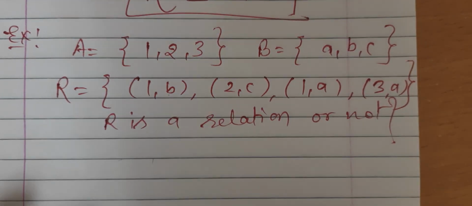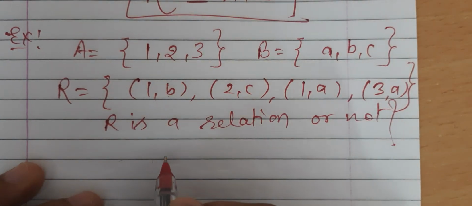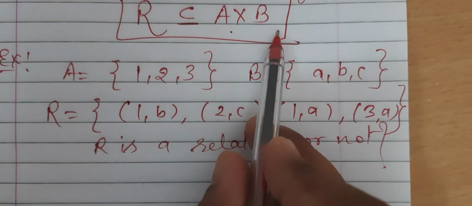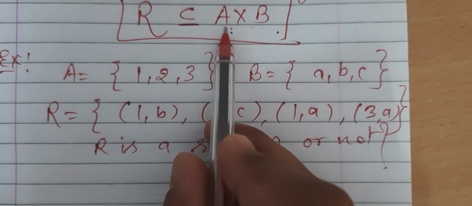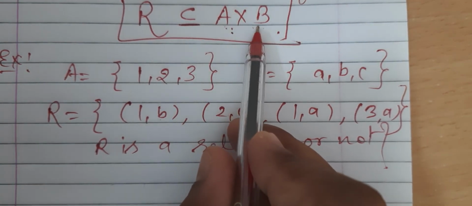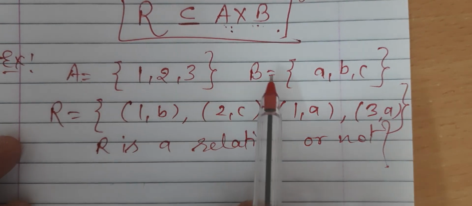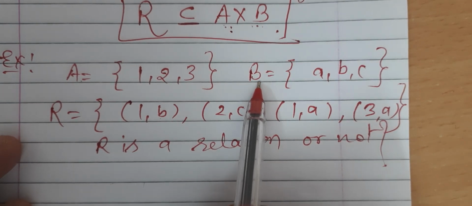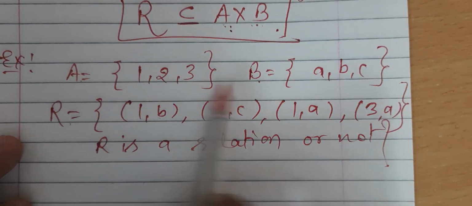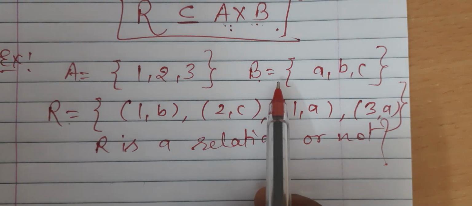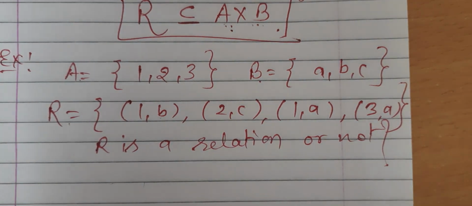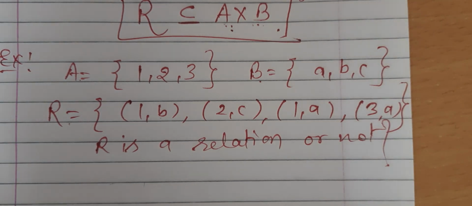How to check? From the definition, it is clear that R is a subset of A cross B, the Cartesian product of A and B. So what we will do? We will find the Cartesian product of A and B and check whether R is a subset of A cross B or not. So at this stage you should know the meaning of each and every term: set, subset, Cartesian product. Then only you will be able to solve these questions.